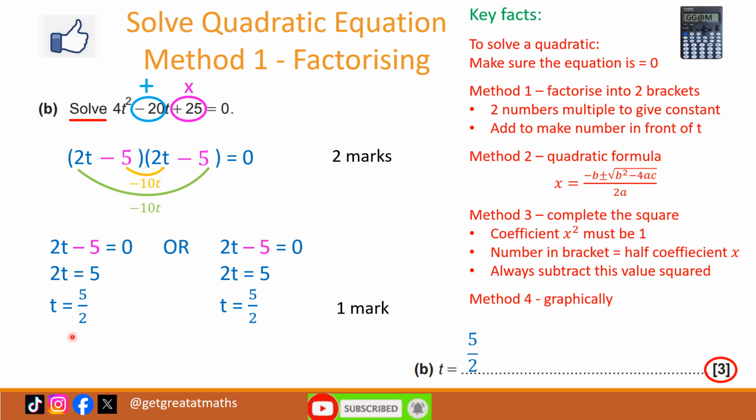So make sure that you know how to factorise into 2 brackets, solve, so put each bracket equal to 0, come down to find your t value, and that will give you 3 marks in the exam.